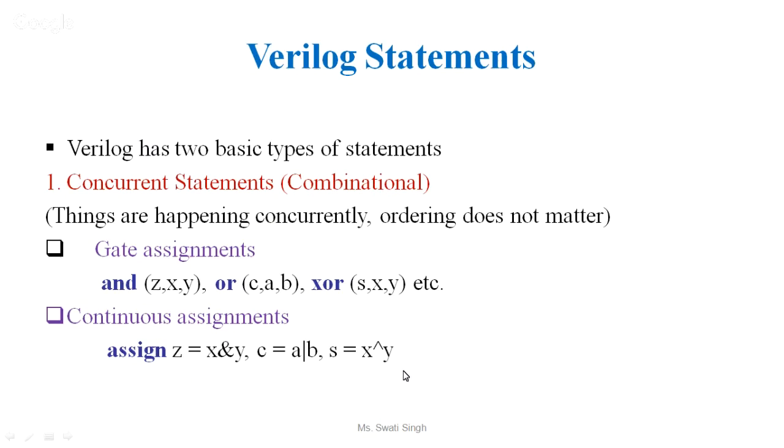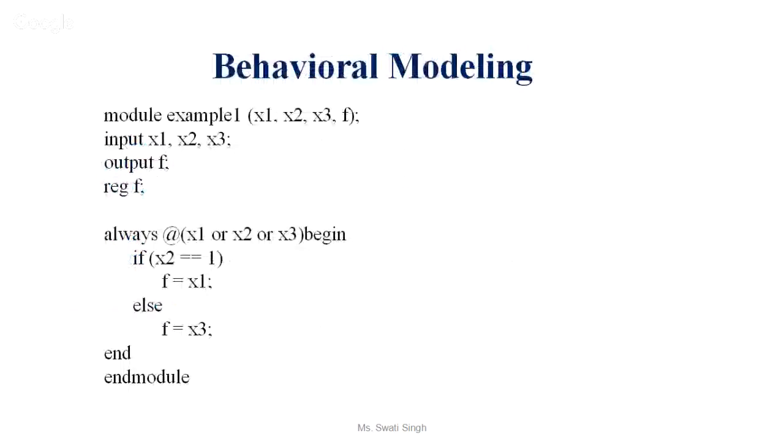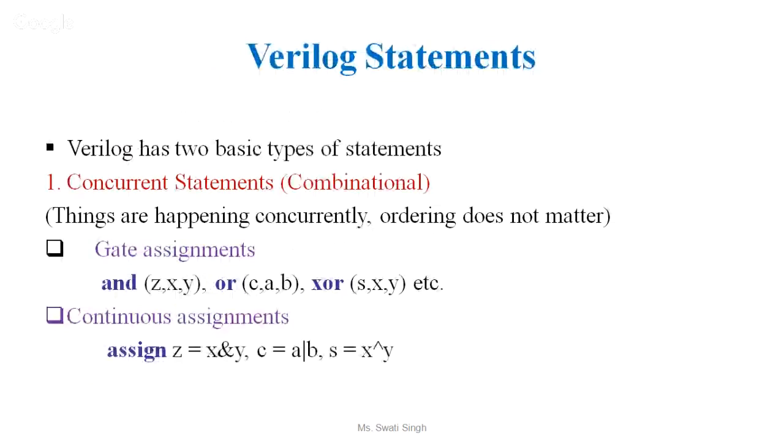So I think it is very clear how we write code in gate level, then data flow level, and behavior modeling. Now, some Verilog statements. Which statements are used in Verilog code? There are two basic types of statement. First one is concurrent statement, combinational, like this, which we used in gate level modeling, and z comma x comma y. Here z is your output, x and y are your inputs. Or c comma a comma b. Here c is your output, a comma b are your inputs.